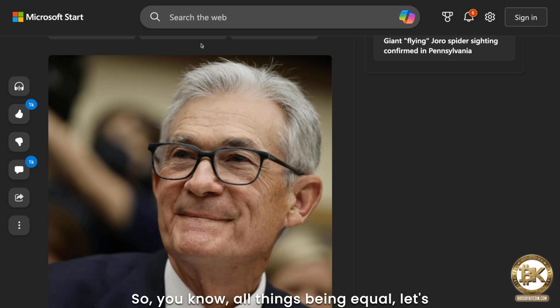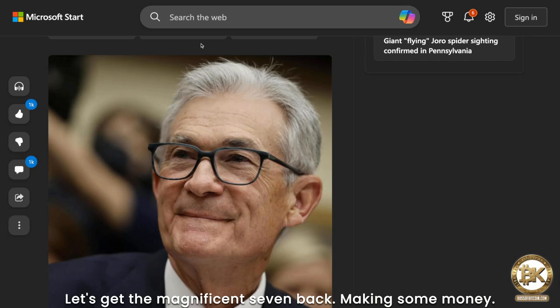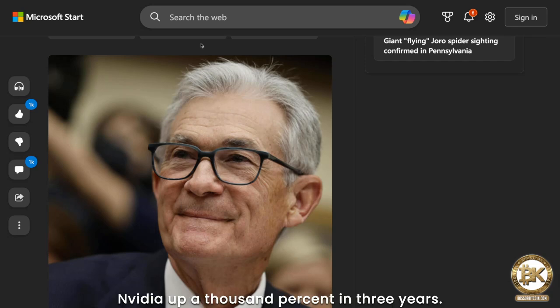So, all things being equal, let's just take it for what it's worth. They said, keep the party going. They said, let's make this money a little cheaper. Let's get Facebook stock back up. Let's get the Magnificent Seven back making some money. NVIDIA up 1,000% in 3 years. Let's keep them rolling. Let's keep our stocks up so people forget about Bitcoin. That's what's happening right now. It's literally an arms race on who can make more money faster, Bitcoin or Wall Street. And the Federal Reserve controls the rate of wealth accumulation for these Wall Streets.